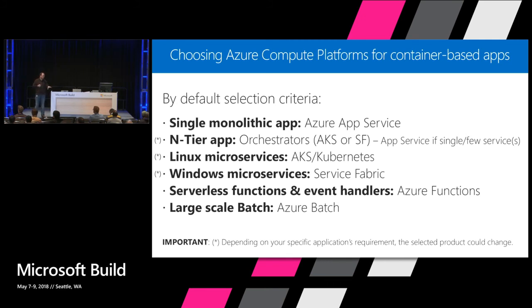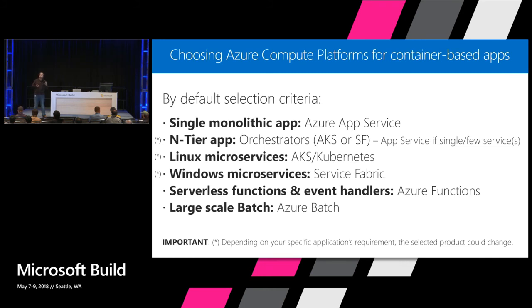And take this slide and the next one with a pinch of salt because it really depends on your application. But by default, there are certain criteria like this that you can think about. Depending on your application, it might change. I can show you or tell you a few things that you could consider. But for instance, if you are using Windows containers and you have a single monolithic application, the best way to go, the simplest way, will be Azure App Service with Windows containers.